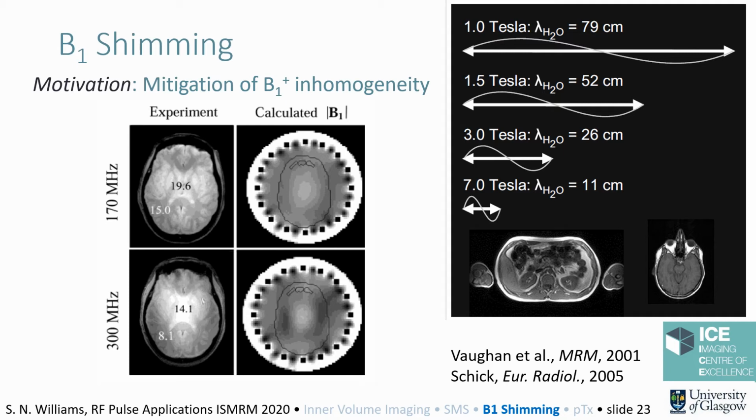starting at 3 Tesla. The left-hand picture shows an early brain imaging example comparing 4 Tesla at 170 MHz and 7 Tesla at 300 MHz. The 4 Tesla experimental image and B1 field are much more uniform compared to the 7 Tesla example.